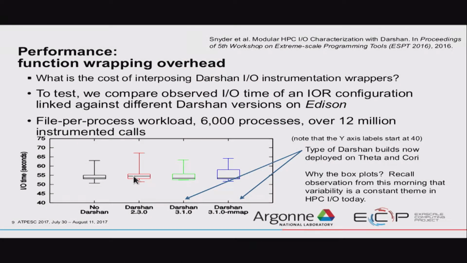These newer versions of Darshan are what's installed on the Theta system at Argonne and the Cori system at NERSC. The older version of Darshan is what's on Mira, but this is another example of how variance is an issue on the system.